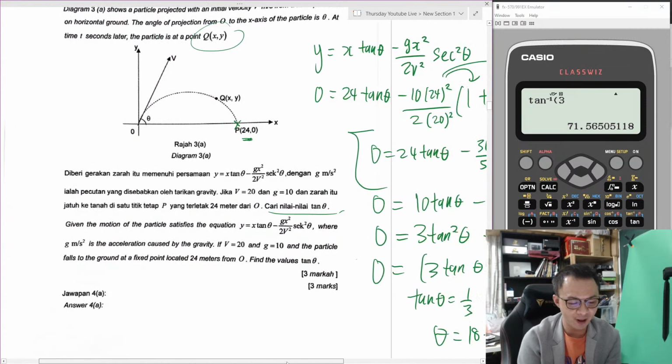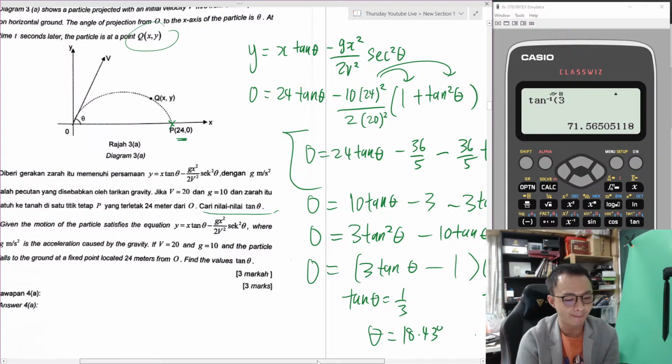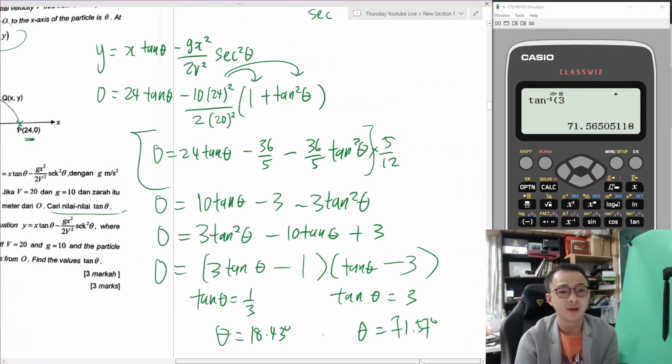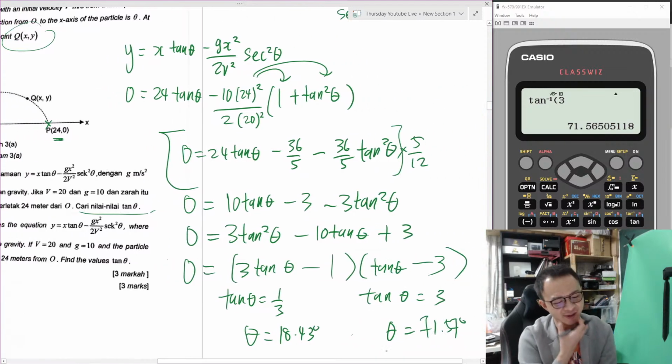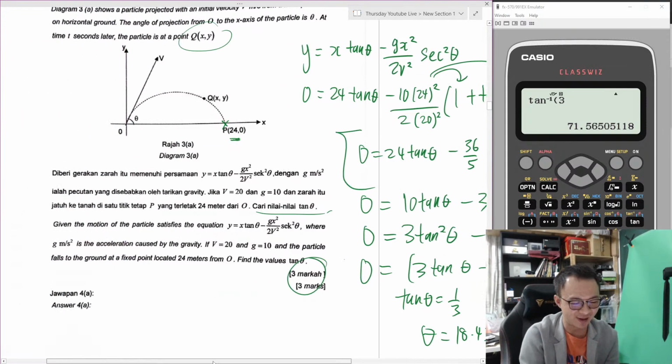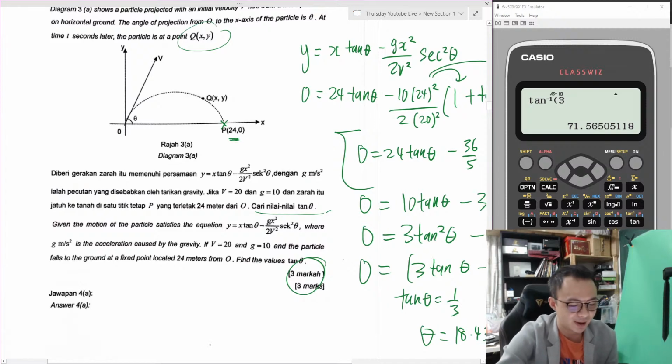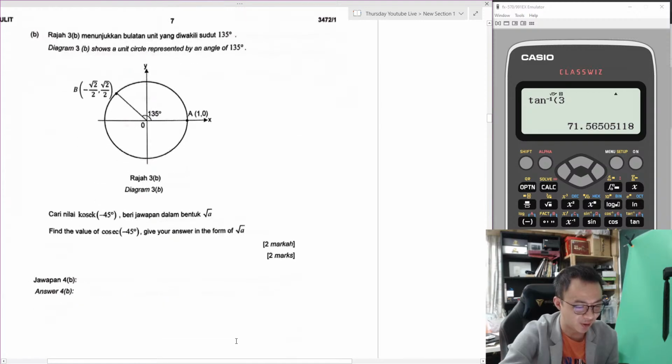So yeah, you can just check it out. At first I thought, do I need to actually care about what the initial velocity is and how the velocity will change, blah blah blah. But I think because it's 3 marks, I don't think it will go that crazy. So yep, this is how I will do it. So next one.